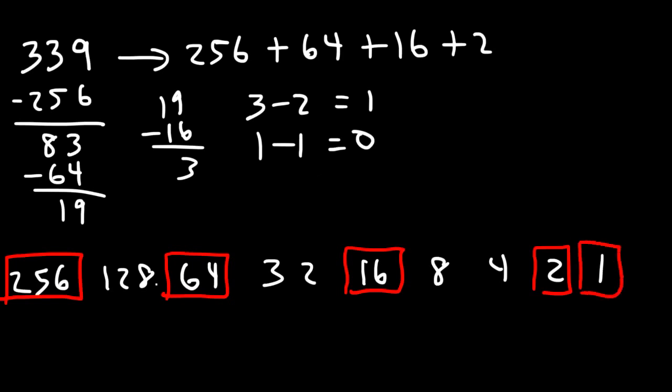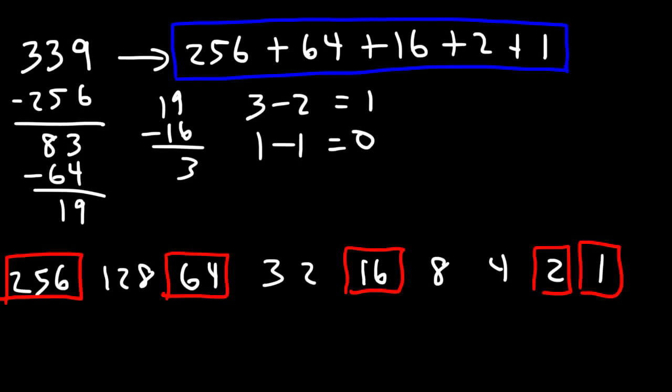So we need to include the 1 as well, and then check the work. Make sure that all of these base 2 numbers add up. So type in 256 plus 64 plus 16, and that will give you 339, which makes sure that you did everything correctly.